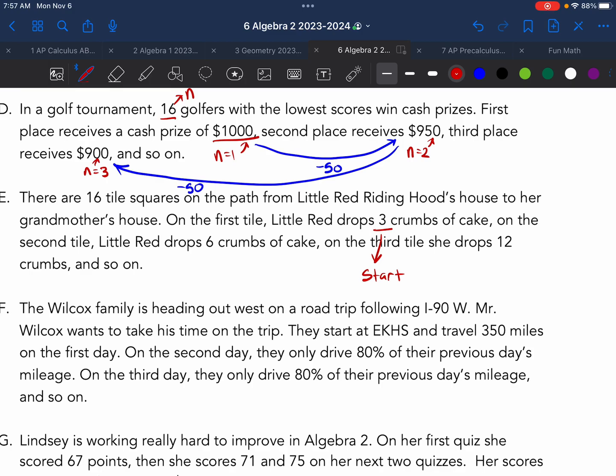So that's when, on the first tile, n is equal to 1, as opposed to n equal to 0. I do want to keep track of whether we're starting at 0 or 1. We're starting at 1 in this case. All right. On the second tile, Little Red drops 6.